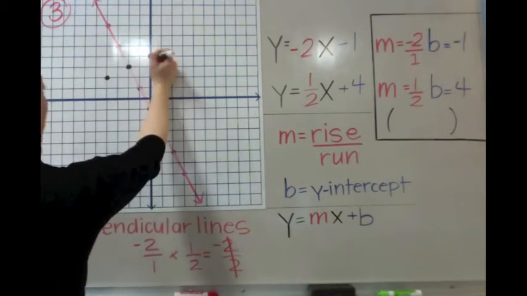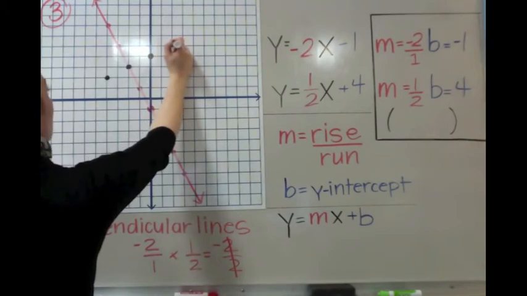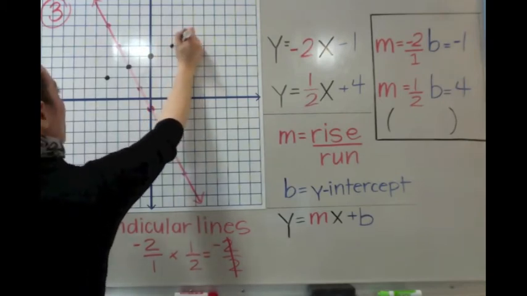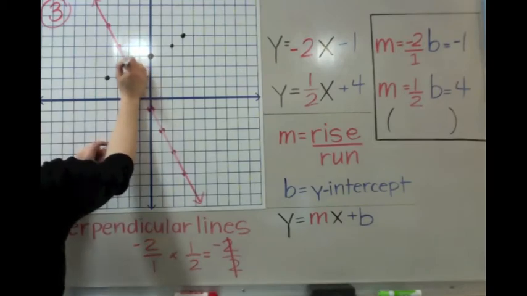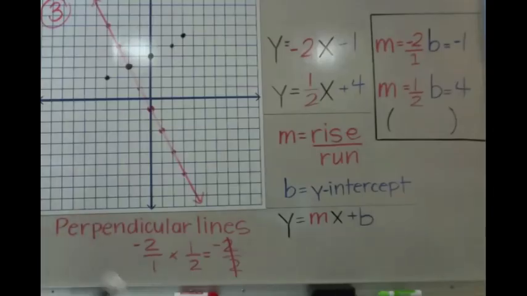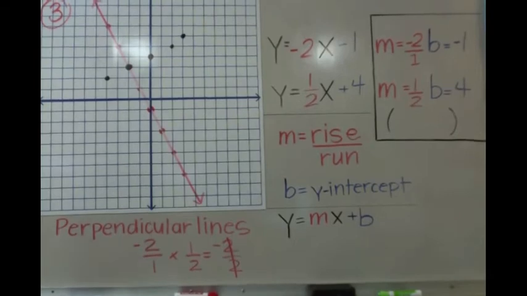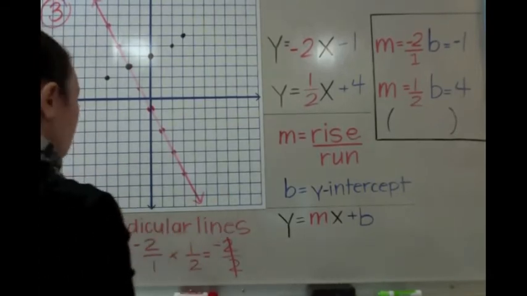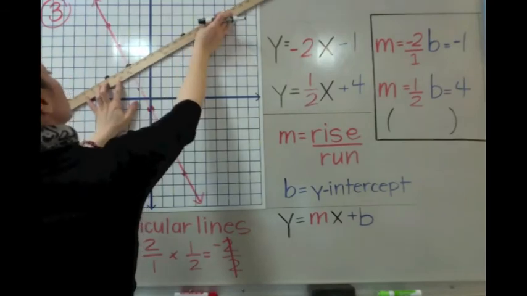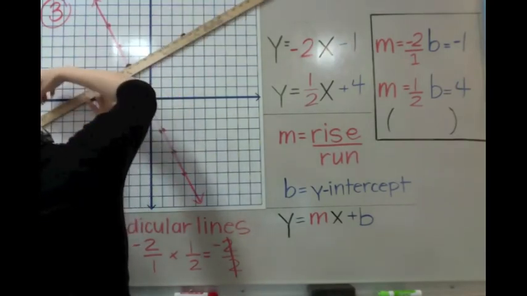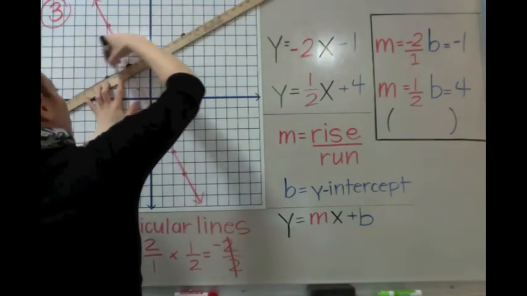And of course, you can go back to the y-intercept, go up 1 over 2 and up 1 over 2. But I found my point of intersection. It's going to be right here. And let's make our line to show that these lines intersect. Make sure you're using a ruler.